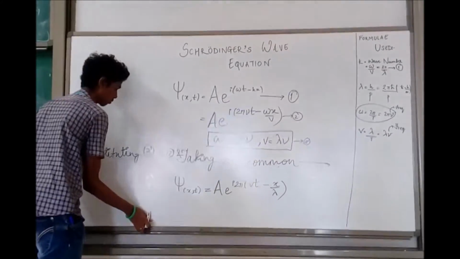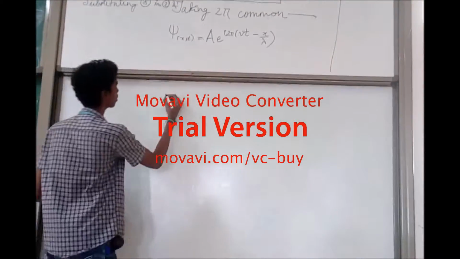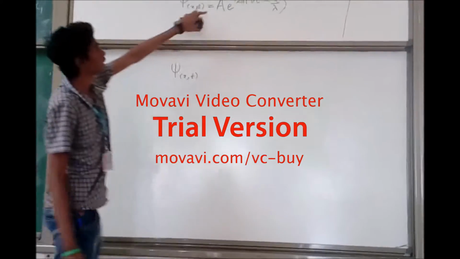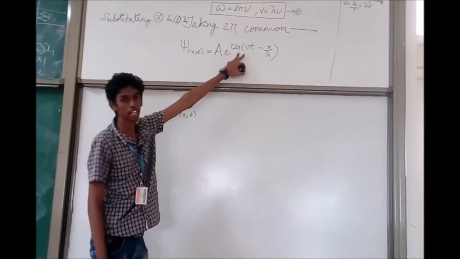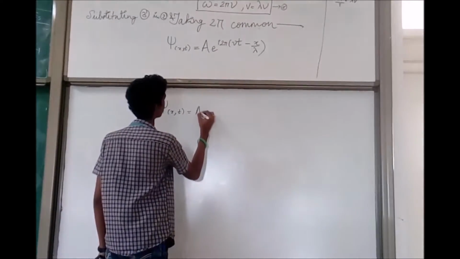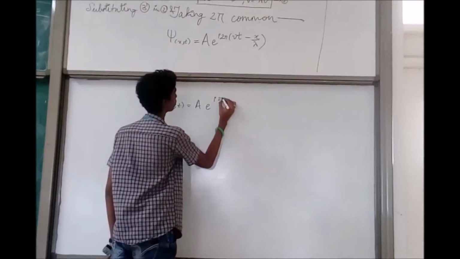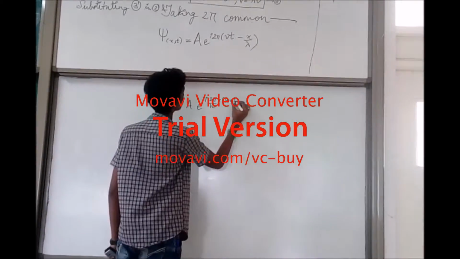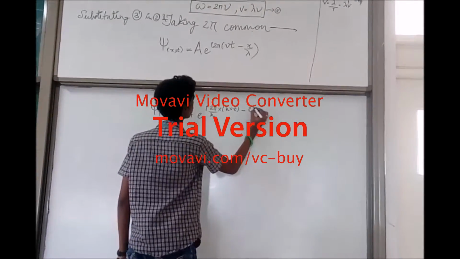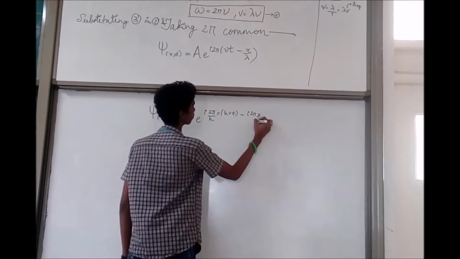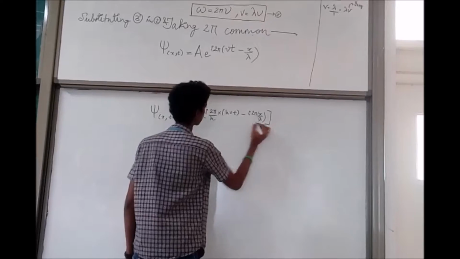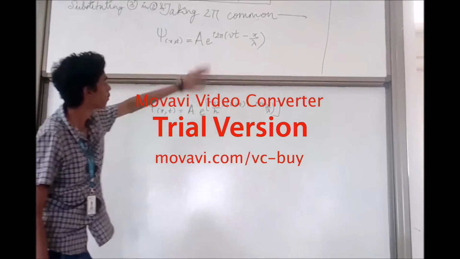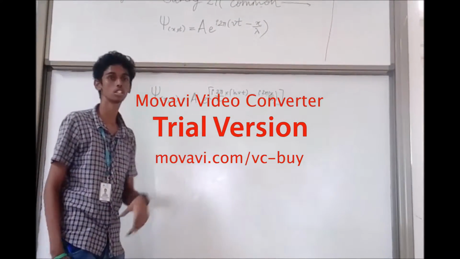Then, multiplying this equation by and dividing by h, we multiply the outside term by the inside term and divide by h. Here h stands for Planck's constant.